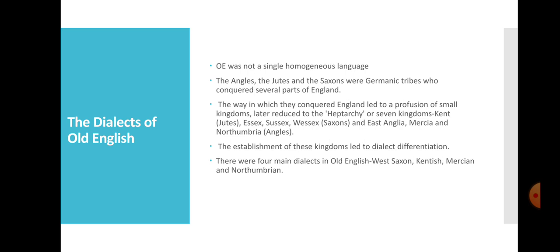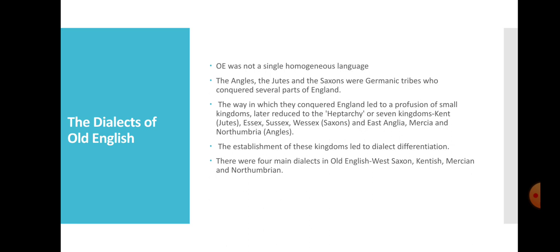The establishment of these kingdoms, that is the heptarchy or the seven kingdoms, led to dialect differentiation. Because of these seven kingdoms and these different tribes, there was dialect differentiation. Thus, in short, there were four main dialects in Old English. Remember, there were four main dialects in Old English.